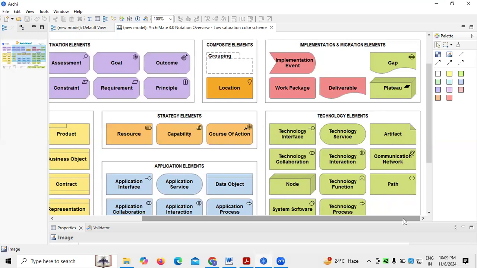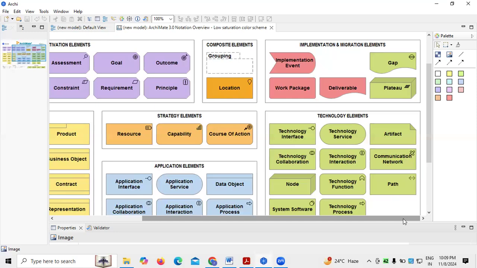So when it comes to migration, as far as the implementation of an application from the enterprise-level perspective, it's important for us to understand the implementation events that are required here. At the same time, we must know about the gap. This is where generally as-is and to-be come into the picture. As-is is nothing but the existing one, to-be is the one which you are about to develop. This is what we call gap analysis. So the implementation and migration elements come under the gap.